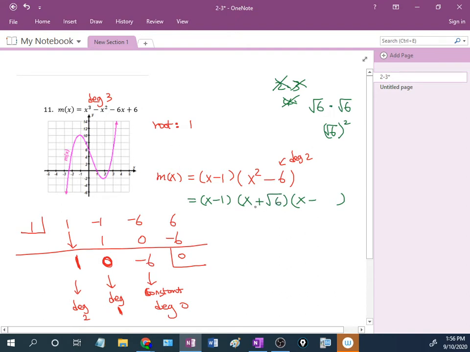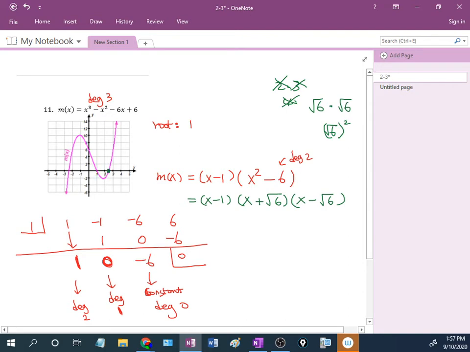So one factor will be x plus root 6. The other factor will be x minus root 6. That's how we find the linear factors, okay? We need to keep factoring until we have all linear factors. Does it make sense? Too much? You just use the square root, okay? And then you can figure it out. So let's go back to the graph, and that is number 1.